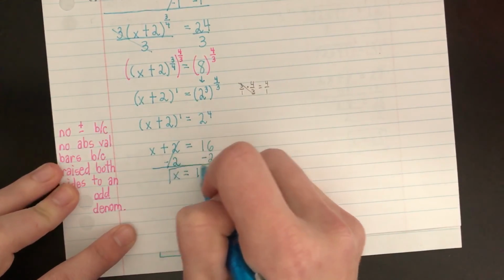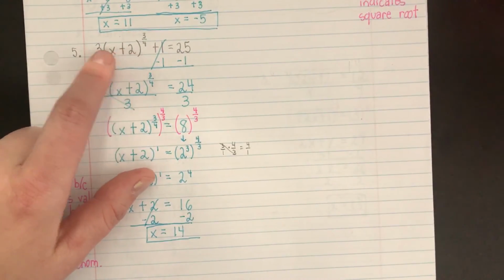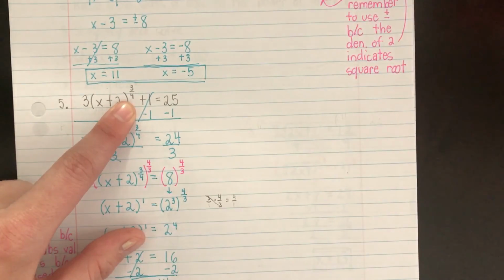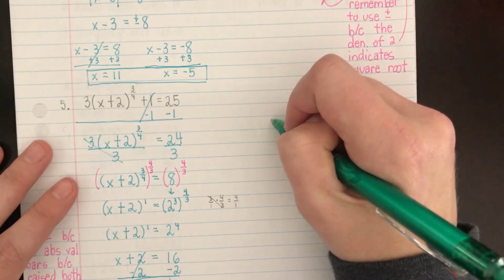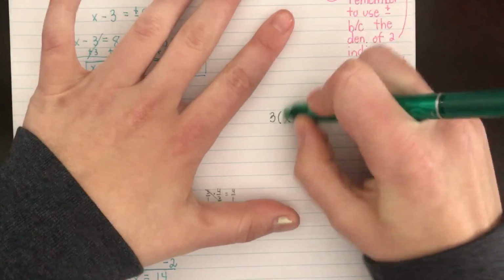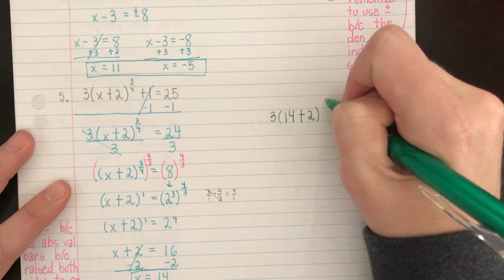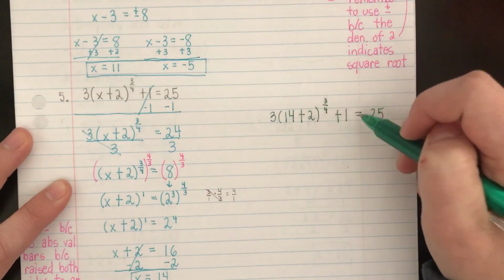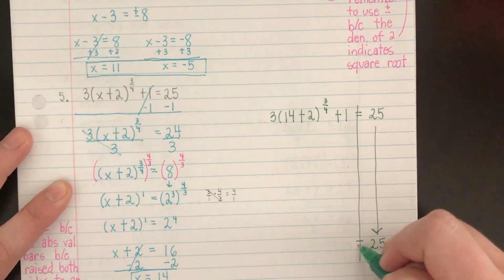Okay, so before I box, let's check. And these are some of the ones that you can't check mentally probably, because I bet you don't know what 16 raised to the 3/4 is off the top of your head. So we're going to show it off to the side. Well, let me get a different color. Okay, so I have the original problem, 3 times the quantity x, which is going to become 14, plus 2 raised to the 3/4 power plus 1 should equal 25. Remember, I'm going to draw this line down, and this side always has to stay the same.